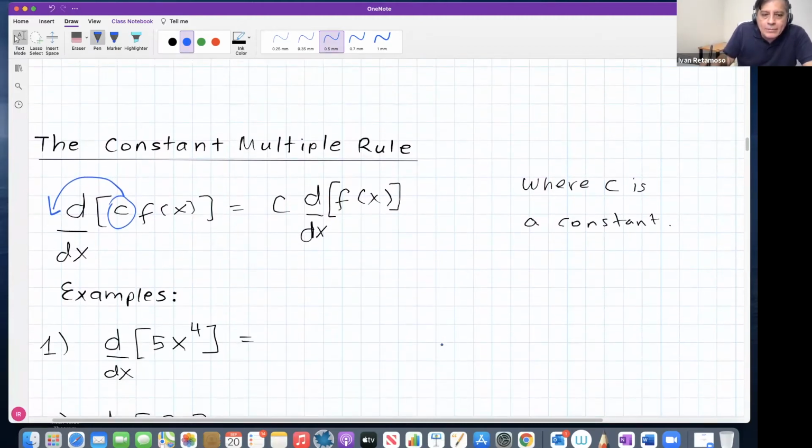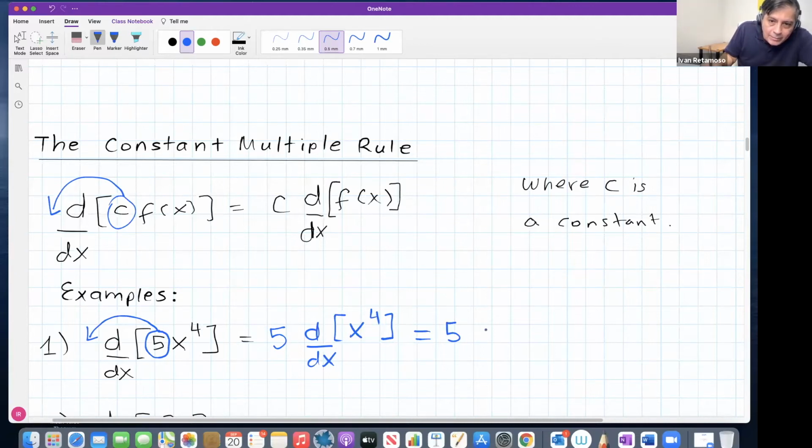Example of the constant multiple rule. Suppose they ask you to take the derivative with respect to x of 5x to the 4th power. Notice here the number 5 plays the role of the constant. So the constant multiple rule tells me I should feel free to take this number outside of the derivative, and I should just focus on the derivative of x to the 4. Thankfully, I know how to deal with this: we have the power rule. So because of the power rule, 4 comes down.